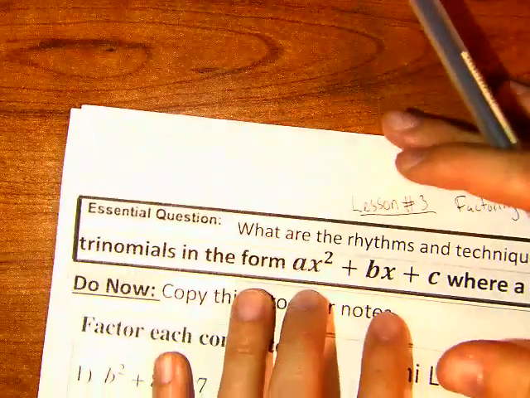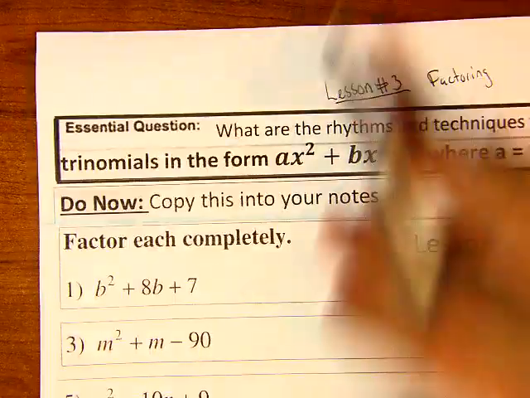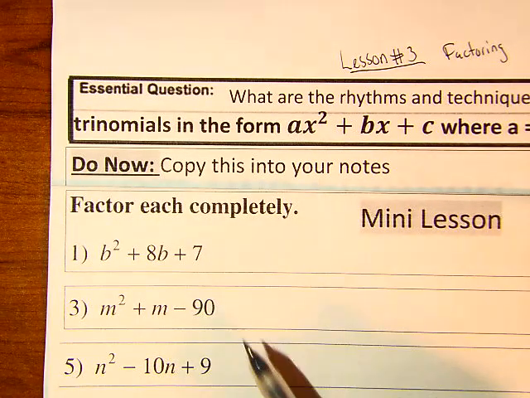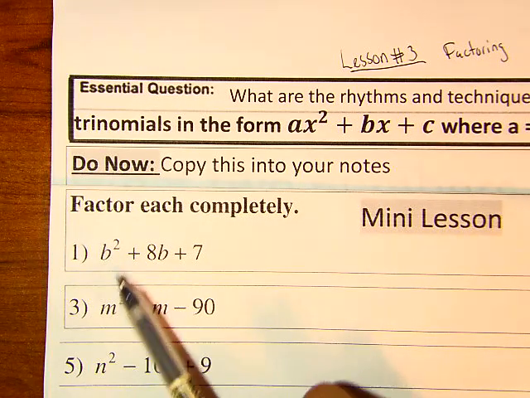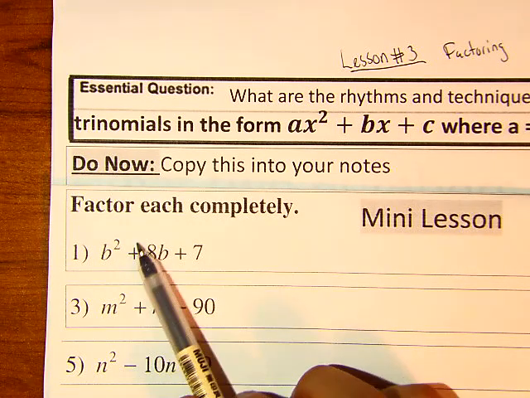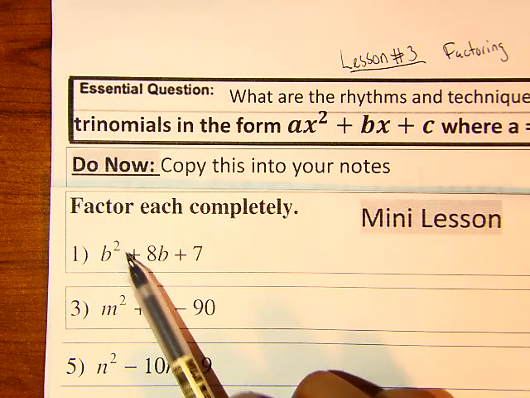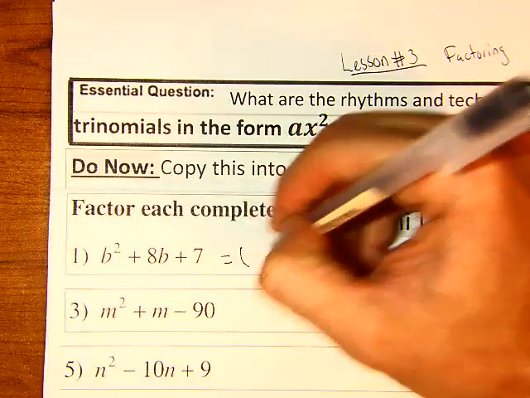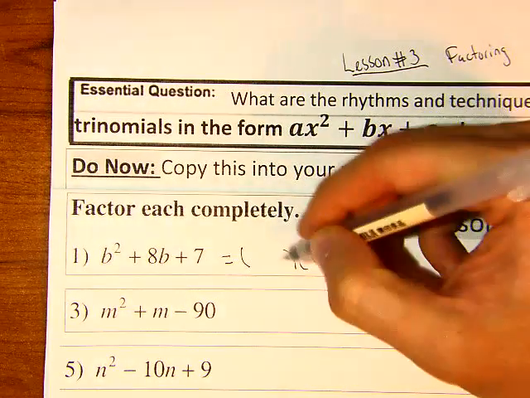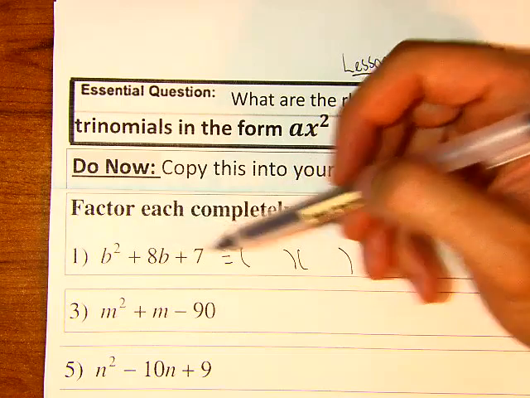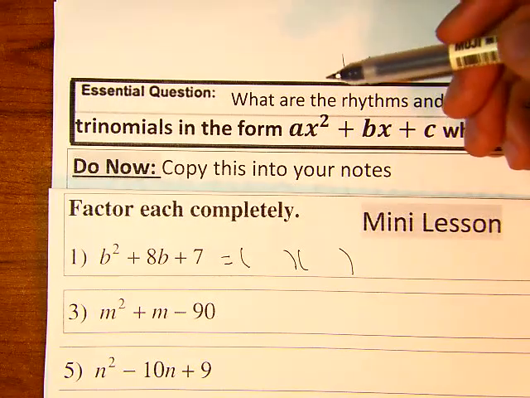But let's look at some polynomials over here. You probably recall back in Algebra 1, if you don't, it's okay. If we have this polynomial over here, this quadratic expression, b squared plus 8b plus 7, how do you think we can factor this into 2 binomials that when I multiply them, I'll get the original b squared plus 8b plus 7? That's what we want to do.